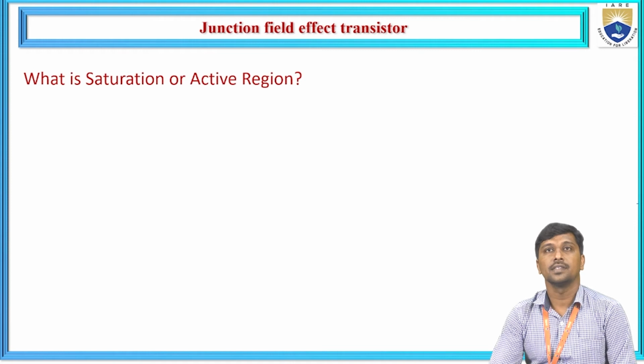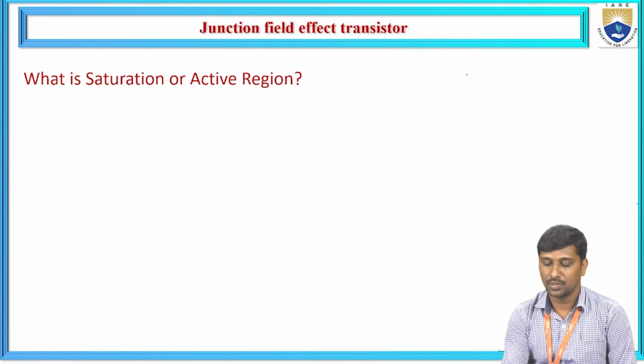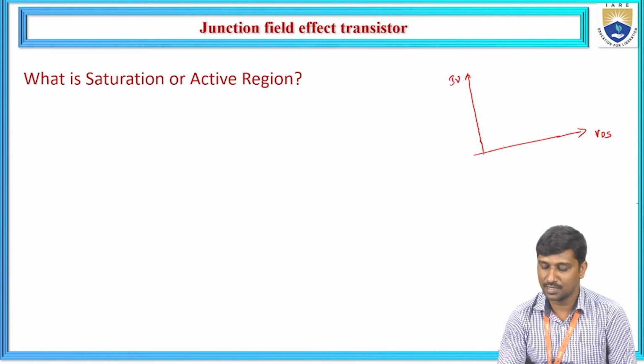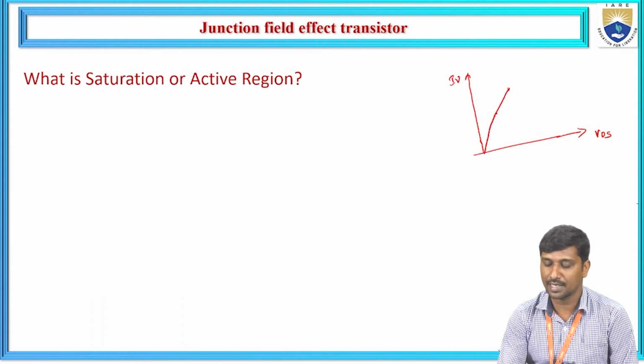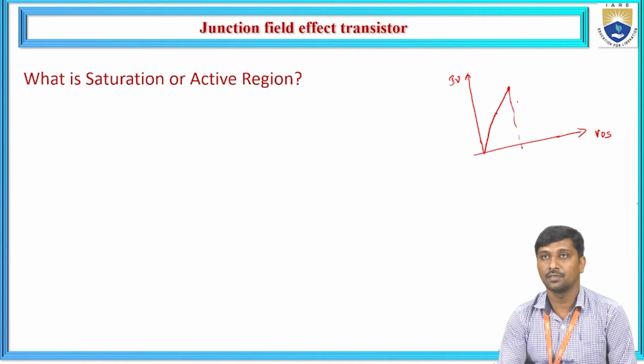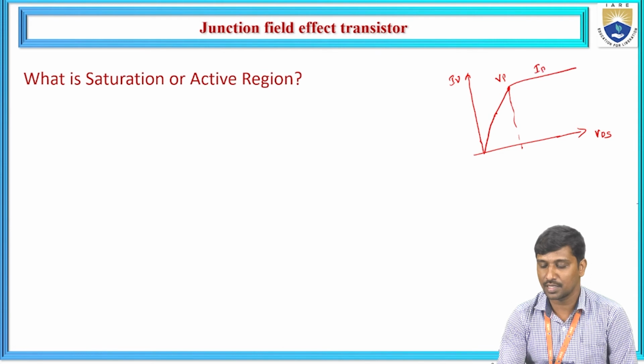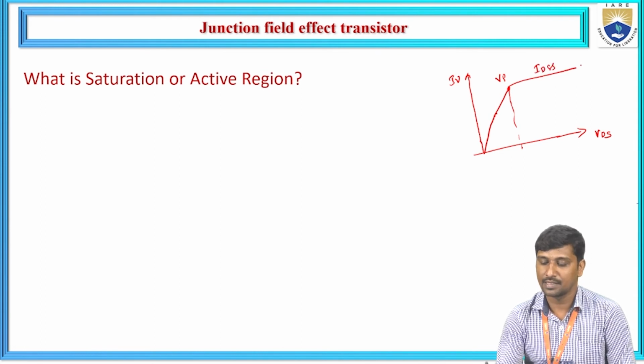Okay, what is the saturation or active region? The saturation region or active region can also be defined from the drain characteristics, that is VDS and ID. When VGS is 0, it satisfies the linear characteristics up to the pinch-off voltage. The point is VP, then the drain current becomes constant. So this becomes IDSS, and we take it as VGS is 0.